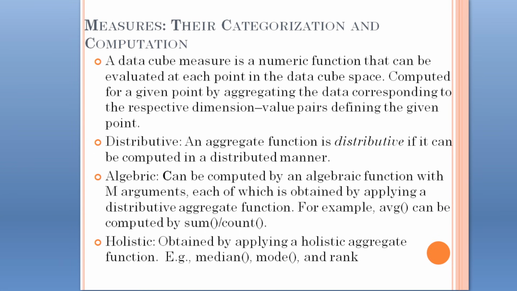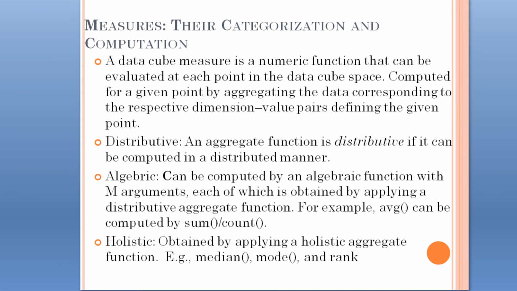Measures can be organized into three categories: distributive, algebraic, and holistic, based on the kind of aggregate functions used. The first is distributive. An aggregate function is distributive if it can be computed in a distributed manner.